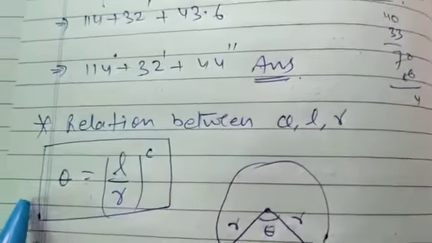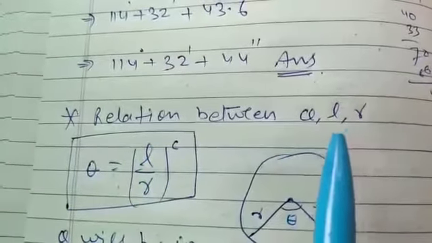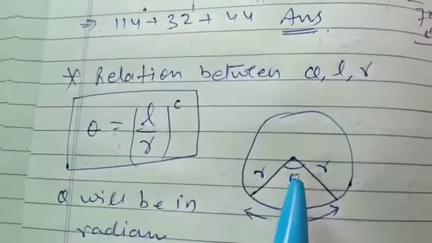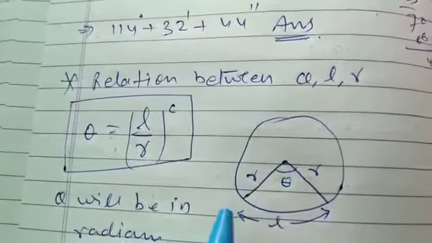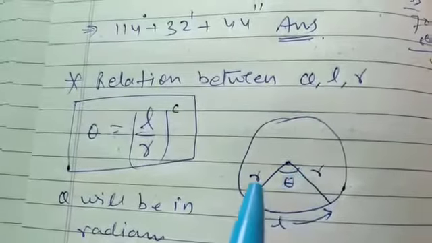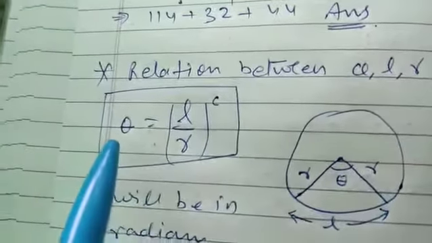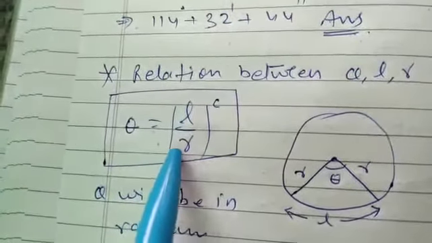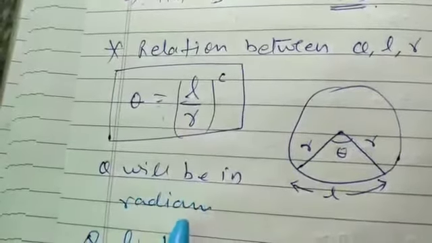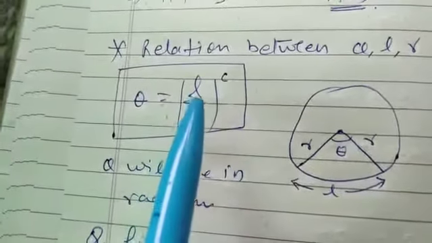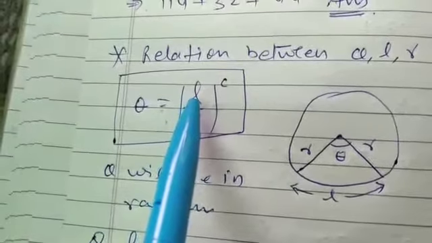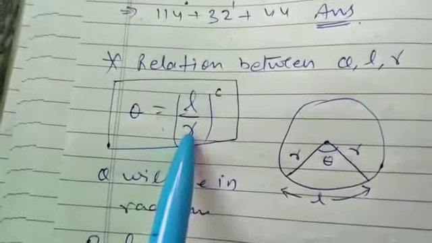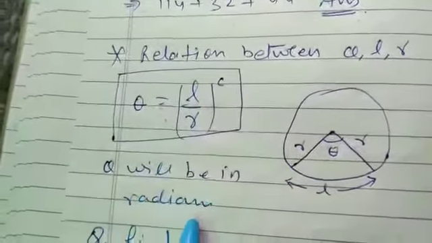Now next topic, relation between theta, L and R. What is theta, what is L, what is R? So by this diagram, theta is the angle subtended by arc at the center of the circle, and R is the radius of the circle. So here is the relation between theta, L and R. Theta equals L upon R. In this case theta will be in radian, because L is length, it will be in meter or centimeter. Radius is also a length. So in this case theta will be in radian.